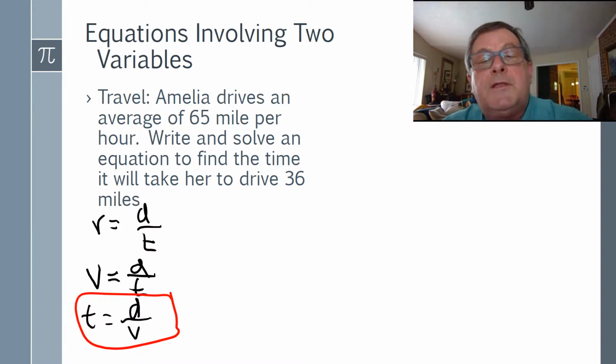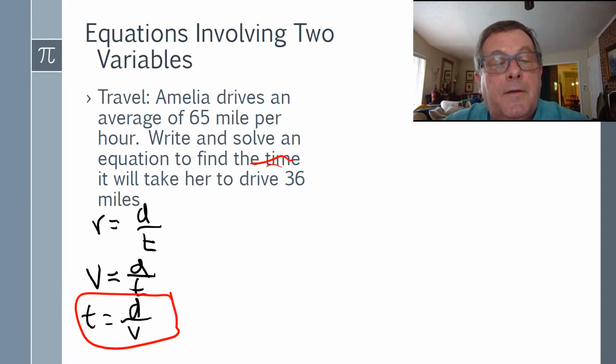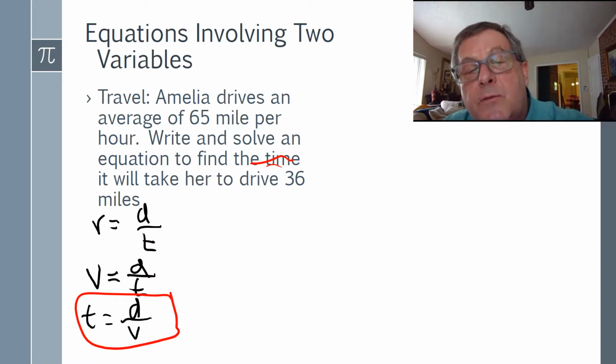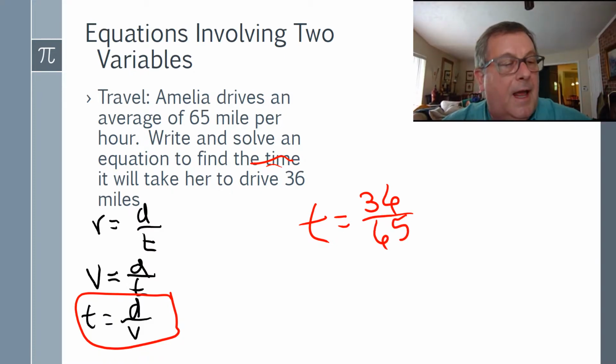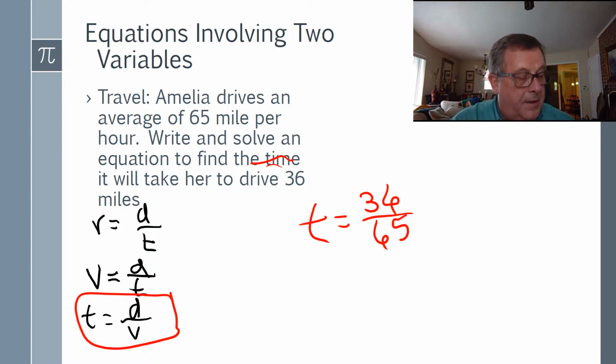So we're trying to solve for time. So that's our T. And we see here that Amelia drives an average of 65 miles per hour. That's going to be our velocity. And she's driven 36 miles. So that's her distance. So we've got T equals 36 over 65. And that'll actually give us the time. I'll get my little trusty calculator out here.